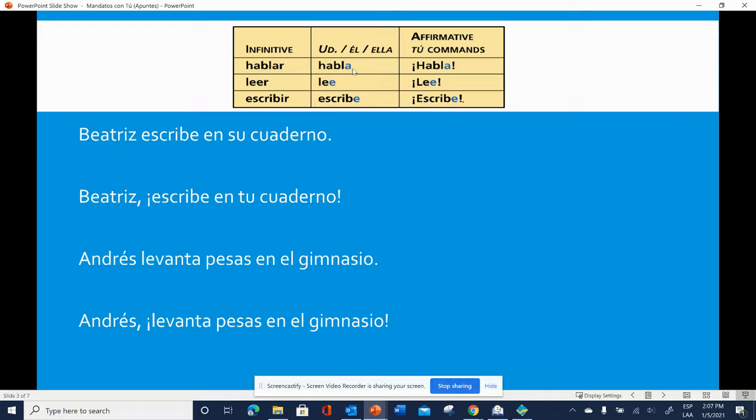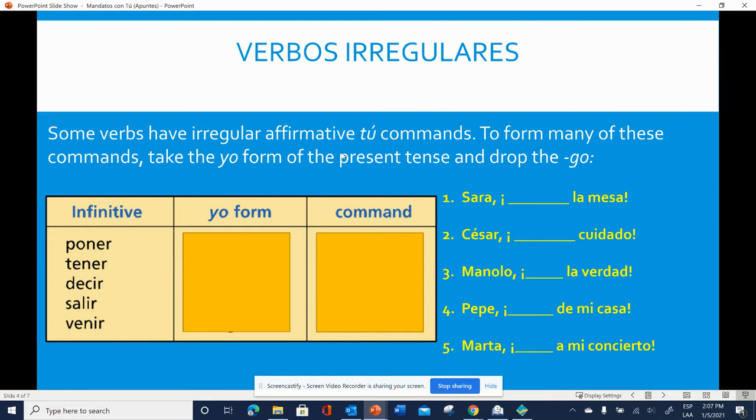And then these are the endings, right? AR verbs you use a, ER and IR verbs you use e. You have some irregular verbs on page 168. So these are the 5 verbs that are going to be irregular, that are going to have a similar pattern. So poner, tener, decir, salir, and venir. In the present tense, when you conjugated them, they were all yo-go verbs. Like poner was pongo, tener was tengo, decir was digo, like yo digo, salir was salgo, venir was vengo.